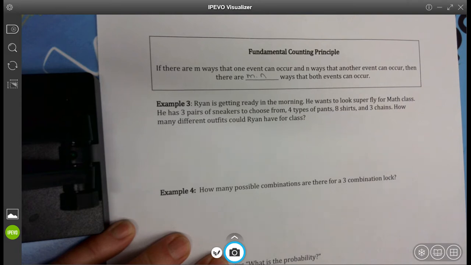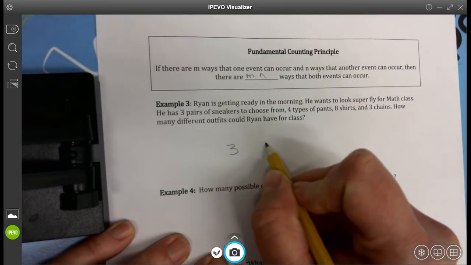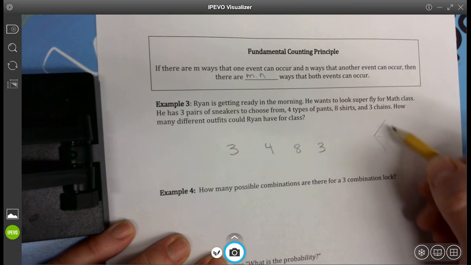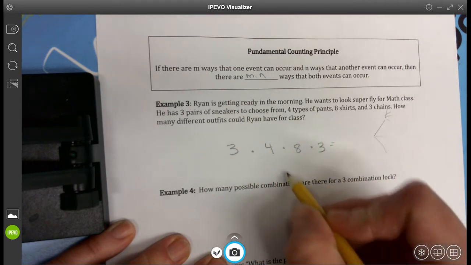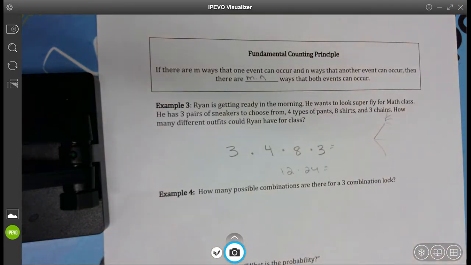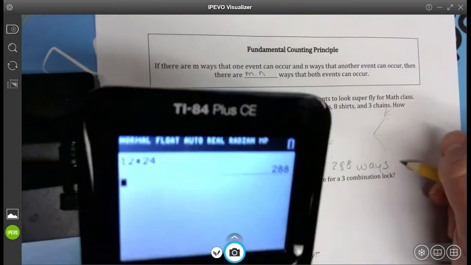So for example, in example 3, it says Ryan's getting ready in the morning and he wants to look super fly for math class. He has 3 pairs of sneakers to choose from, 4 types of pants, 8 shirts, and 3 chains. We're not going to sit here and go from these 3 sneakers to 4 types of pants. We don't need to do this tree diagram anymore. We can use the fundamental counting principle, which just says multiply all your ways together. So what's 12 times 24? It's going to be 288. So there's 288 ways or outfits.